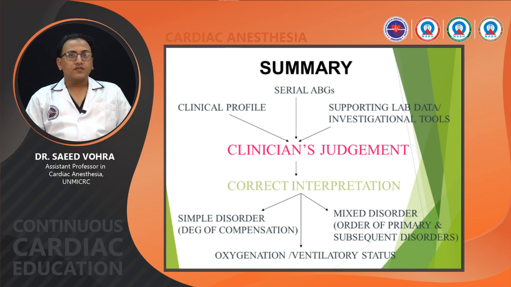Now, the summary of the entire presentation is you need to have serial ABGs, which need to be correlated with the clinical profile of the patient, and supported by the lab data and investigating tools. By all these three steps, a clinician takes the judgment and a correct interpretation is done, whether it is a simple disorder or a mixed disorder, or whether oxygenation or ventilatory status needs to be assessed.